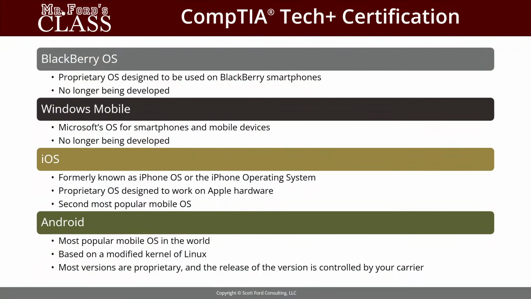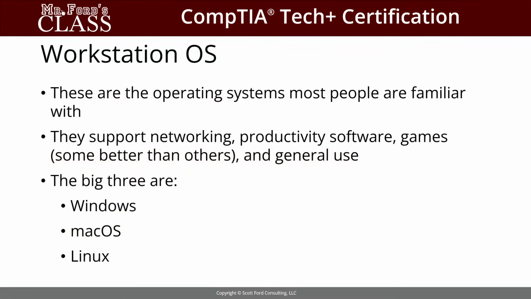There we go. So that's Droid. So we've talked about our mobile operating systems. Now let's talk about our workstation operating systems. These are the operating systems that most people are going to be familiar with. These are the ones that you are used to using. They support networking, productivity software, games, all that fun stuff. And our big three are Windows, macOS, and Linux.